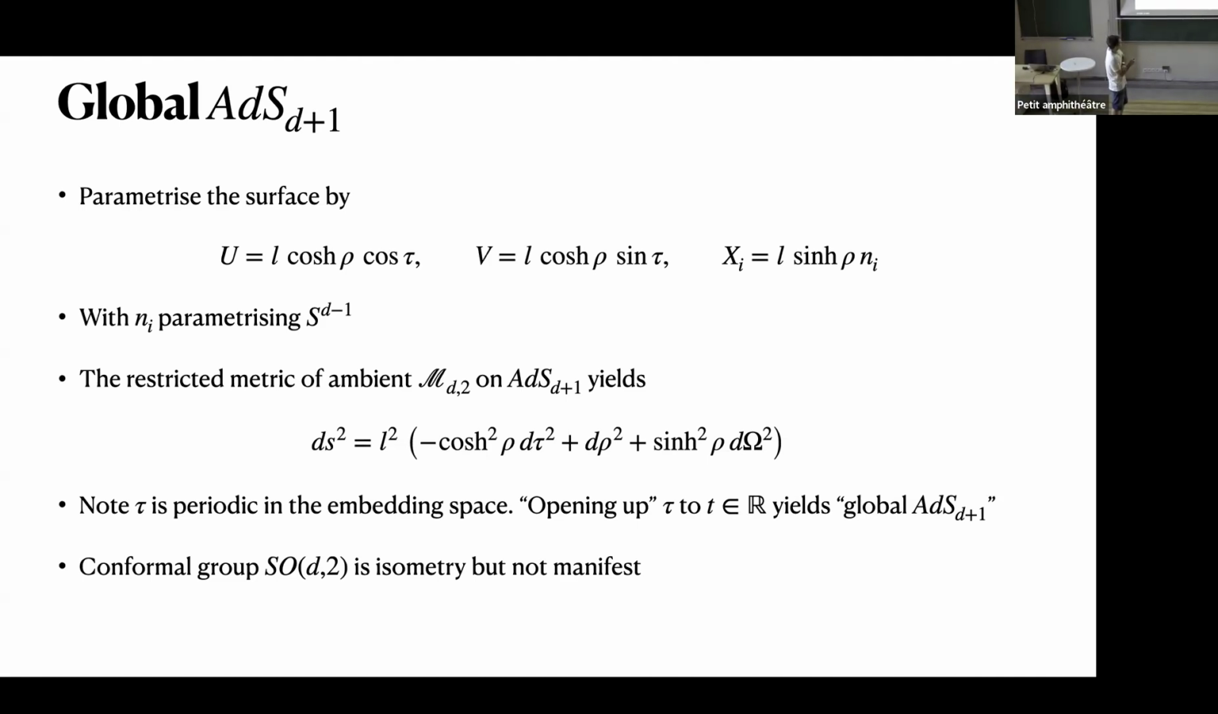Now, this metric written like this is called global AdS. You are covering the full AdS space. As I told you, this metric does have SO(D,2) as a symmetry group. It's not obvious at all, but you can do it.